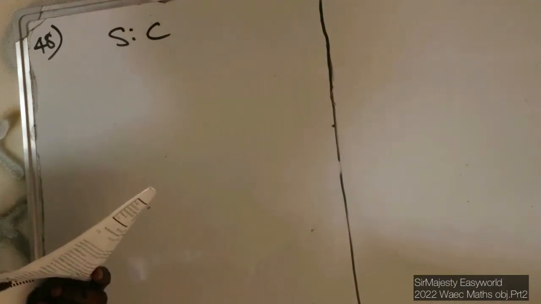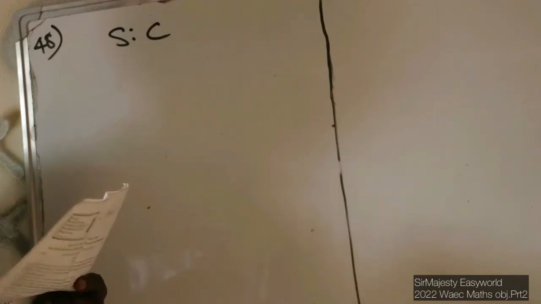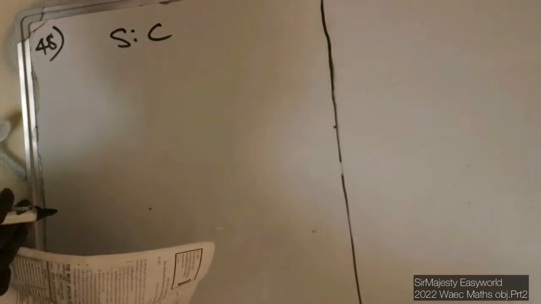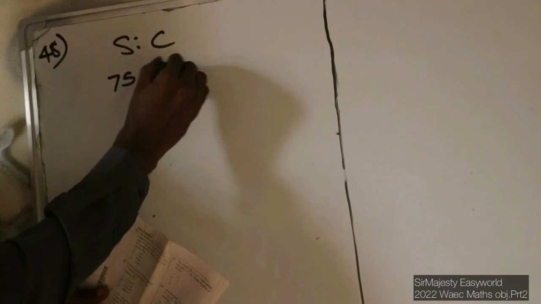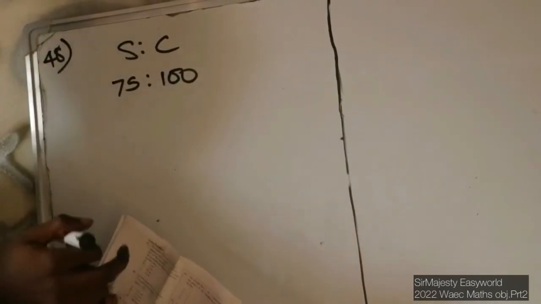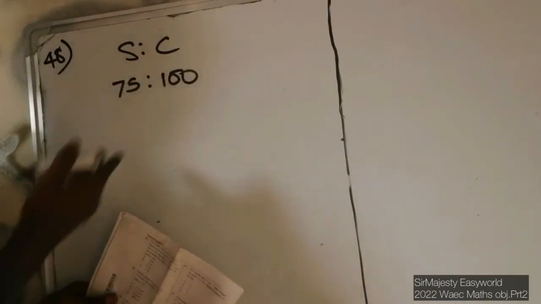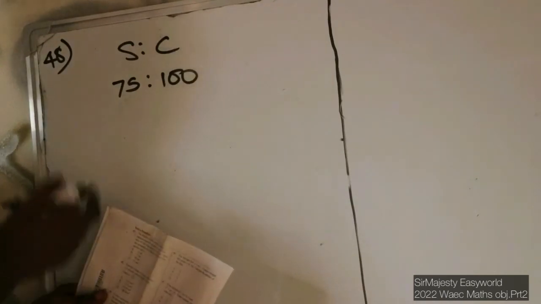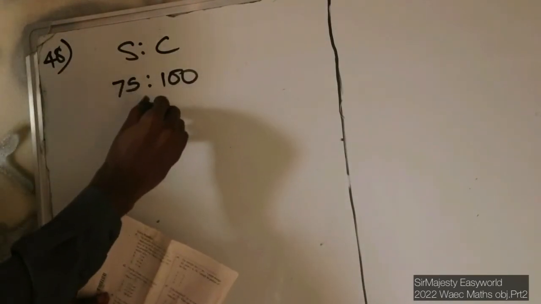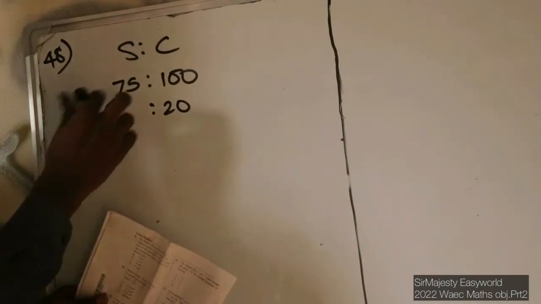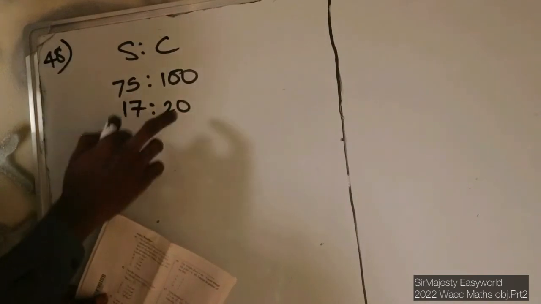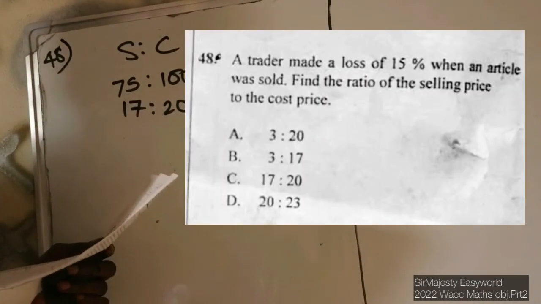So now, since we're dealing with percentages, if we remove 15% from 100, we are left with what? 75%. So the selling price is going to be 75% compared to the cost price, which is still at 100, assuming this one is 100%. So now we can reduce this ratio to the lowest term to find our final answer. Dividing by 5, 5 will divide 100 to give us 20, and then 5 will divide this to give 15. So 15 is to 20, which is option C.